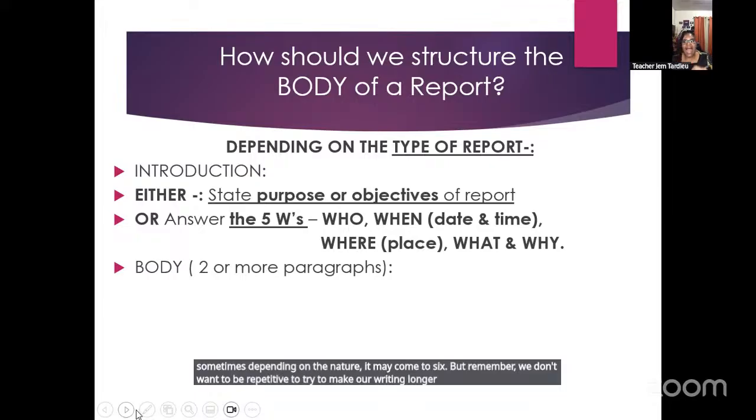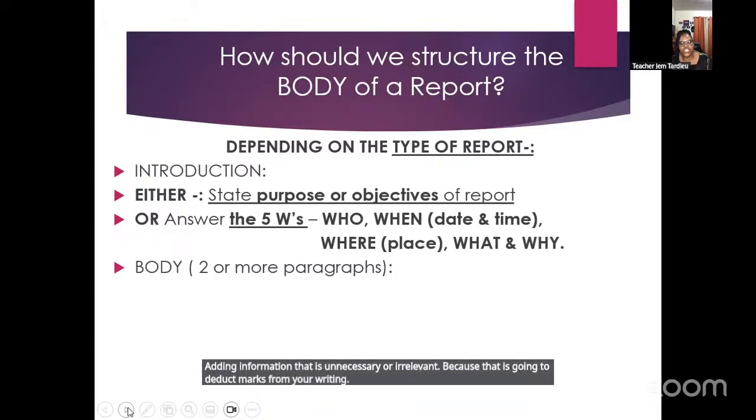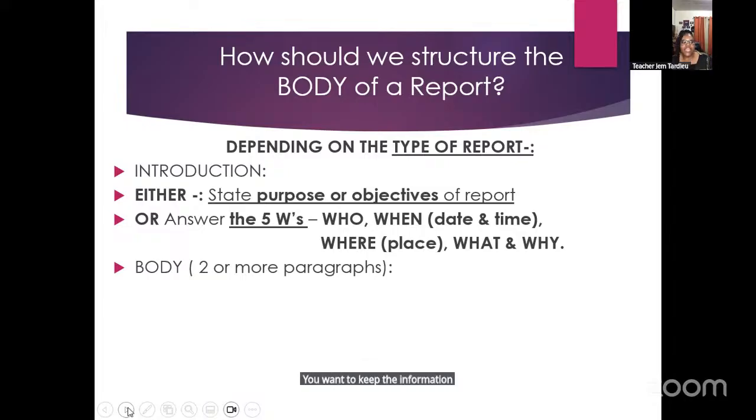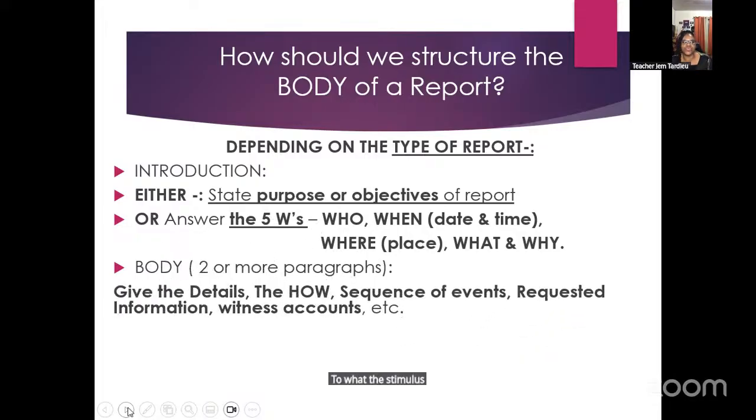We don't want to add in information that is unnecessary or irrelevant, because that is going to deduct marks from your writing. You want to keep the information precise, factual, and relevant to what the stimulus has asked you to do. So you may have to give the details, the how.